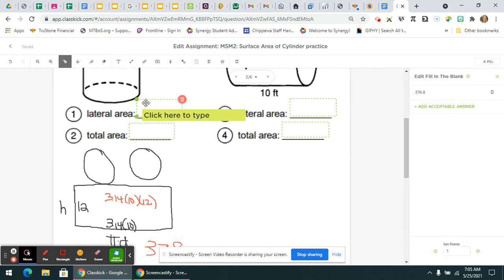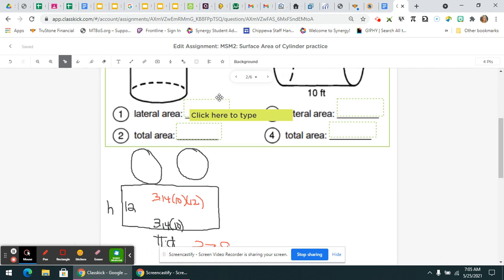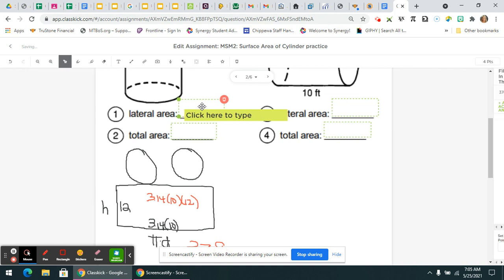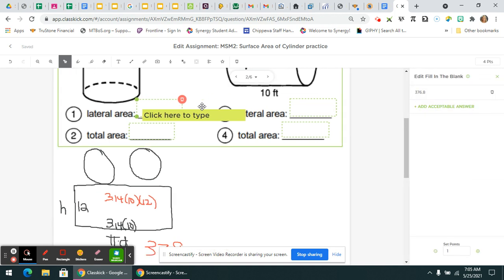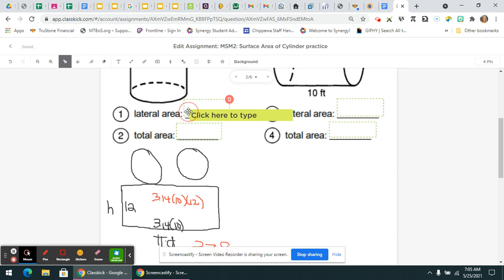Okay, so now I'm going to click on the writing tool, and then when I click inside my box, click here to type. So I'm going to put in there, and again, I have my teacher view on here, so I'm going to click on there, and it would be 376.8. It's not wanting to do that real well. So you're going to click in the green box.